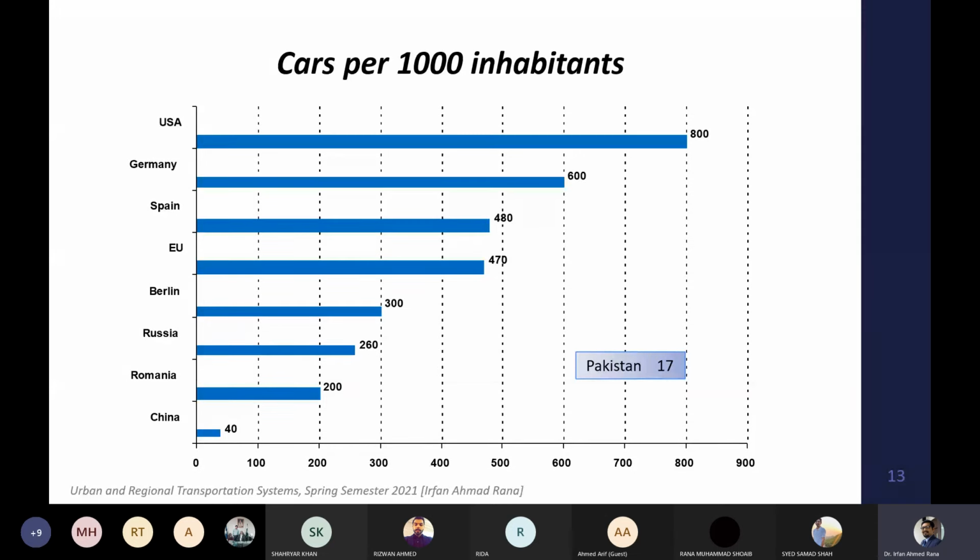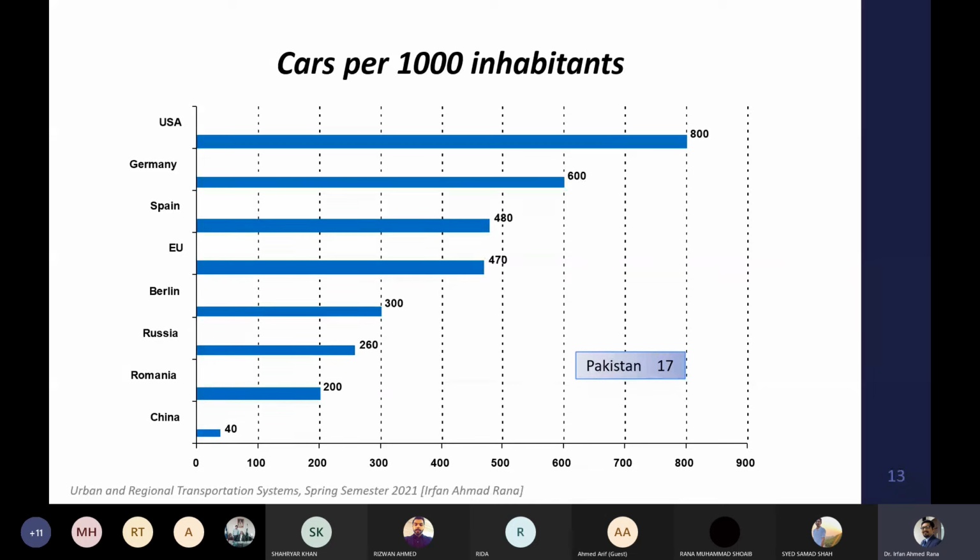Now just imagine if, as some people have said, 500 cars per 1,000 inhabitants. It's 50% of people in Pakistan having their own private cars. What will happen to the road conditions in Pakistan? Nowadays it's 17, and by the way, it includes your rural and urban population. So only 17 people out of 1,000 have cars.